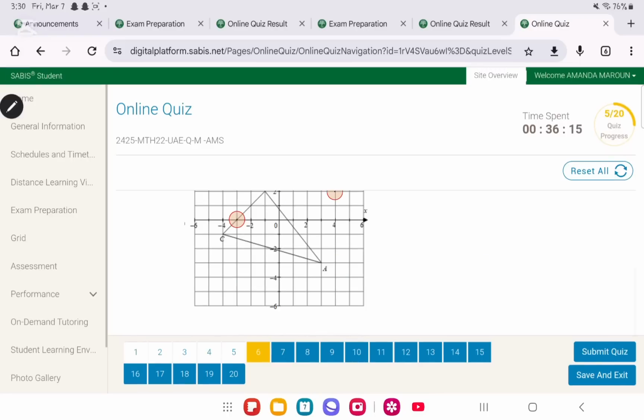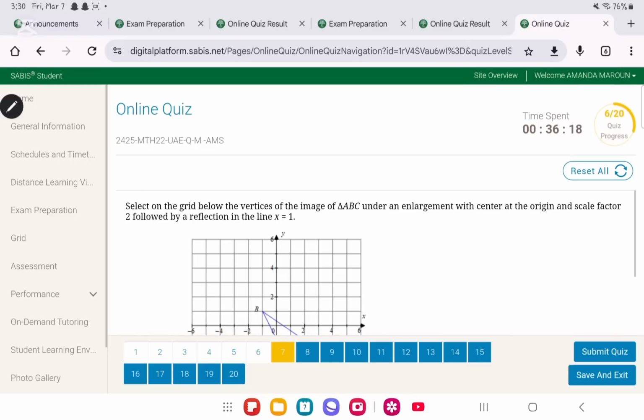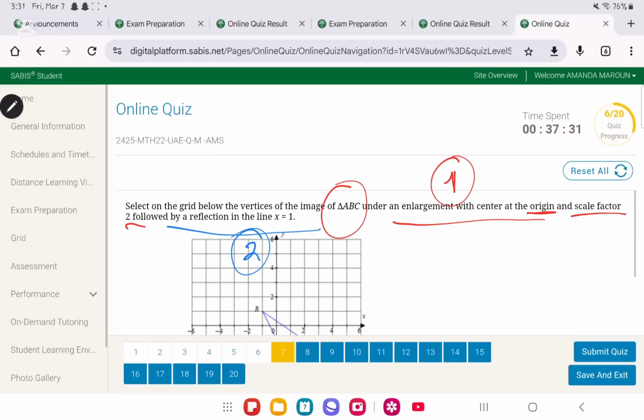Okay. We move on to question number 7. In question number 7, it is also again another transformation. So they said select on the grid below the vertices of the image ABC. So again, we'll be using the points A, B, and C. Now what happens to the points A, B, and C? First thing that's going to happen is that there's an enlargement with center at the origin. This will make everything much easier for us. And then the scale factor is 2. And then it is followed by a reflection at line x equals 1. So this is the second thing we'll have to do.